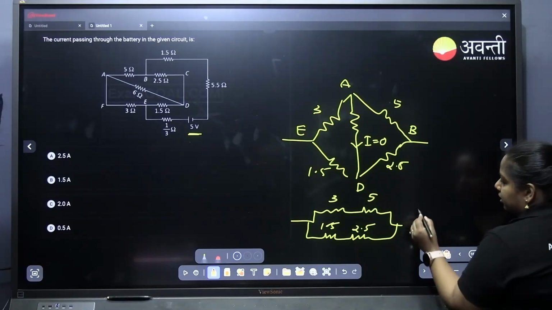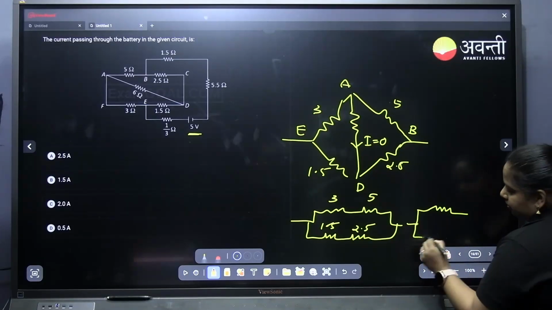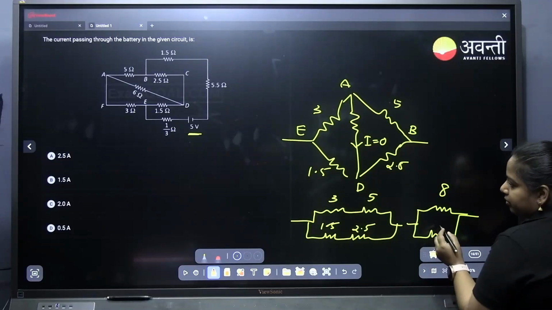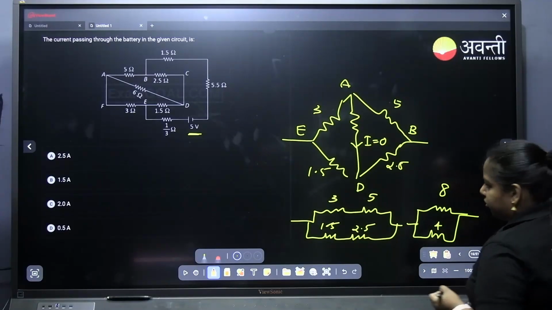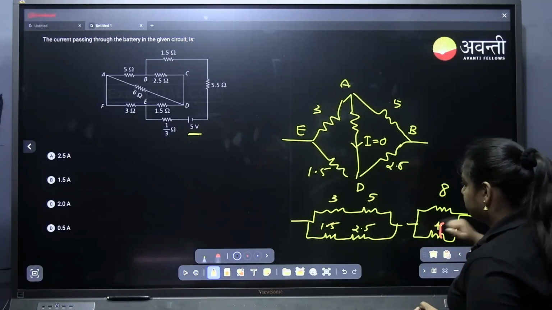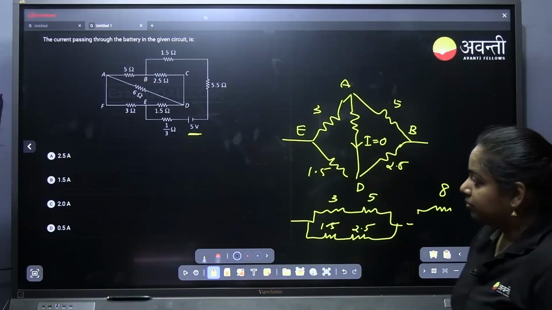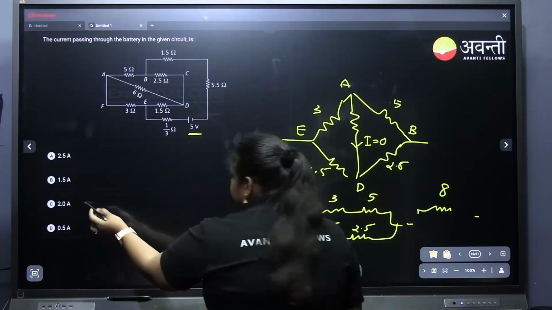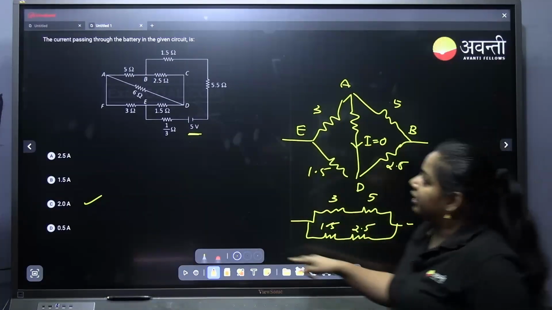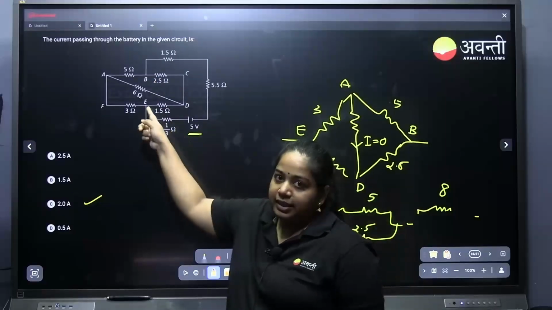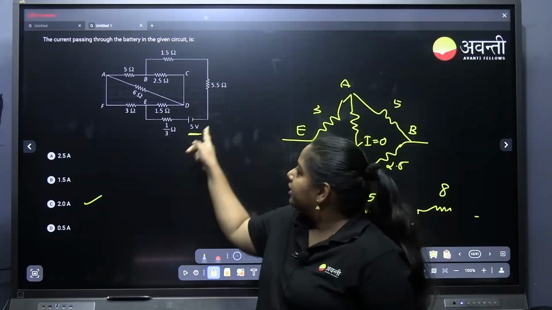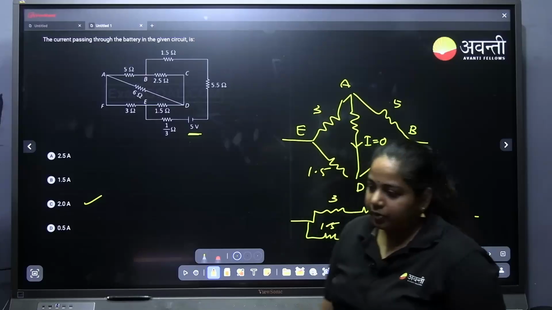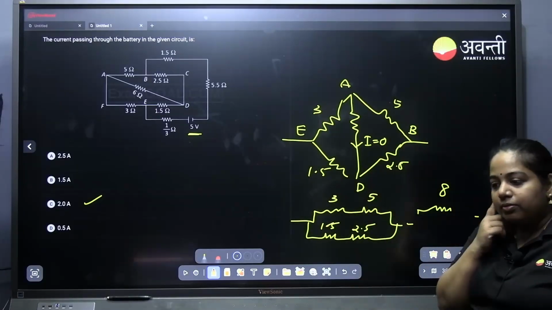It will be 8, and 4, not 4. Option? Sorry, option? I didn't hear. C. Yes, C is the correct answer. Find the equivalent resistance here, then find the series resistance total, then divide 5 by the equivalent resistance. You will get the answer, current. Okay, is it clear for all?